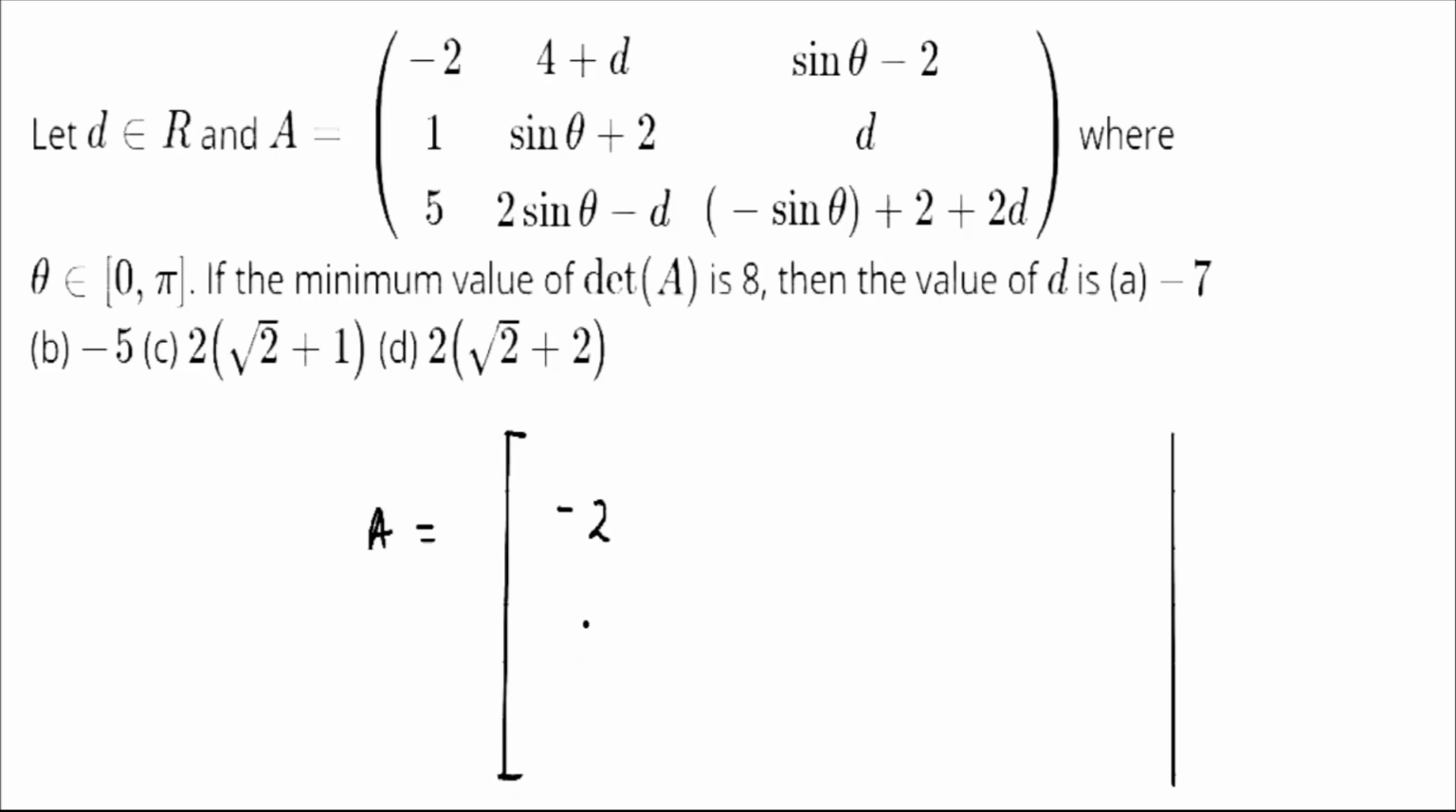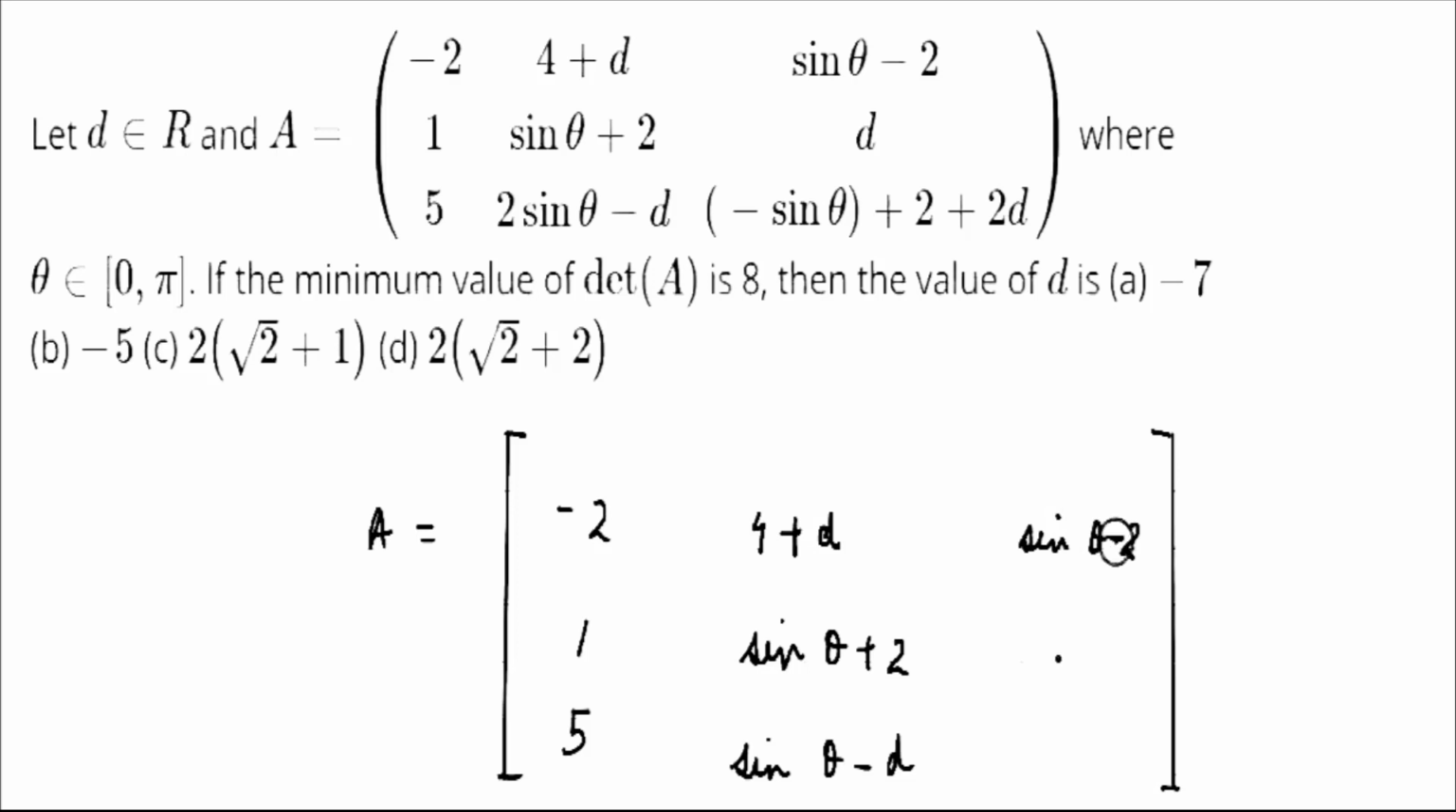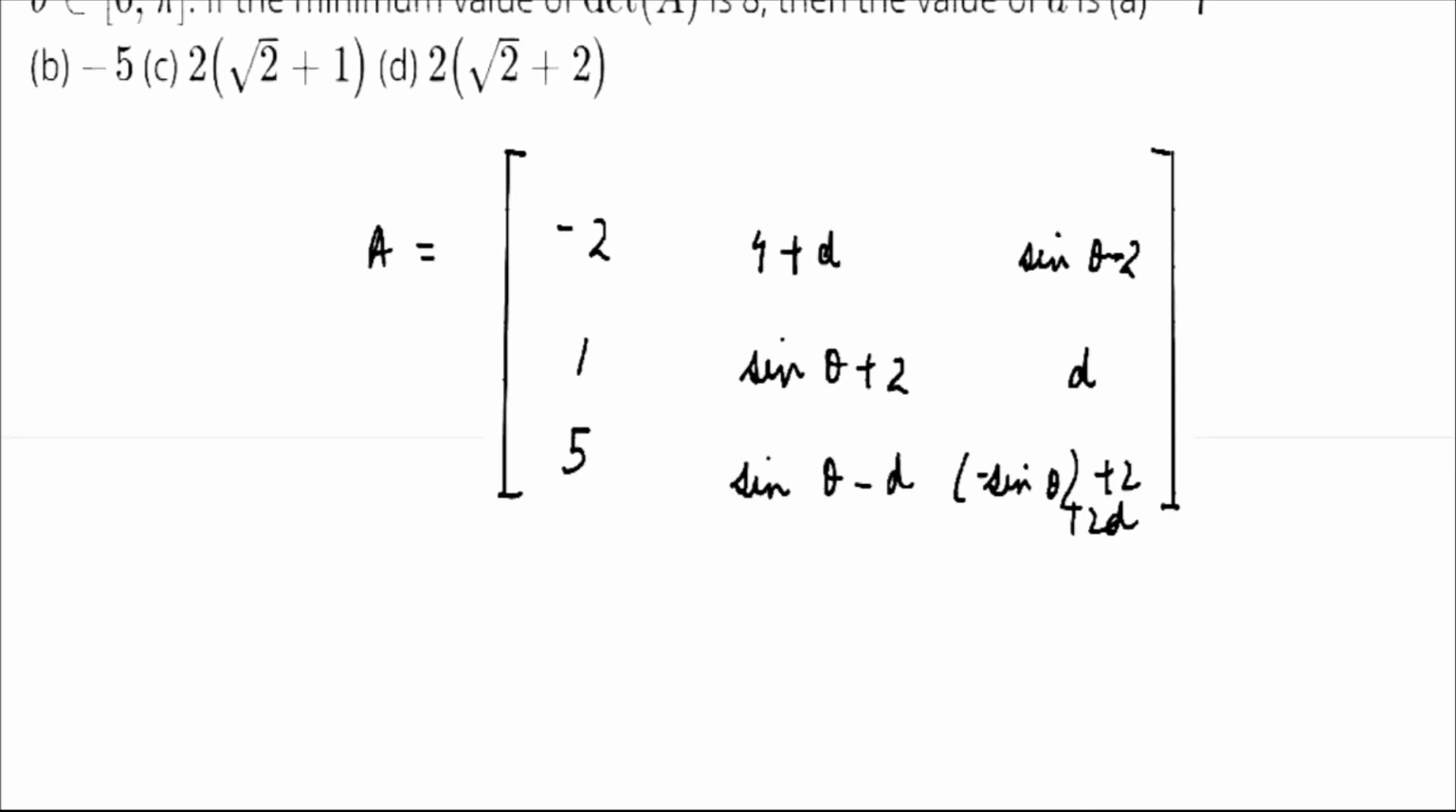So A is given as -2, 1, 5, 4 plus D, sine theta plus 2, sine theta minus D. And here in the third column, it is sine theta minus 2, only D, and minus sine theta plus 2 plus 2D. So this is the value of the matrix. So we have to find the determinant. It would be easier if we will be reducing the matrix.